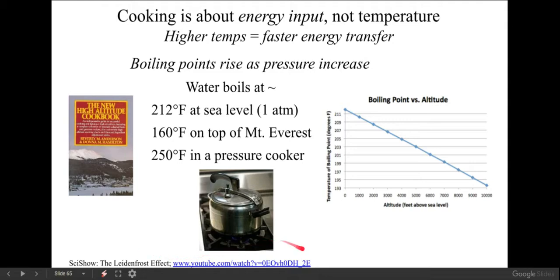I recommend watching this video on the Leidenfrost effect. It's that phenomenon.